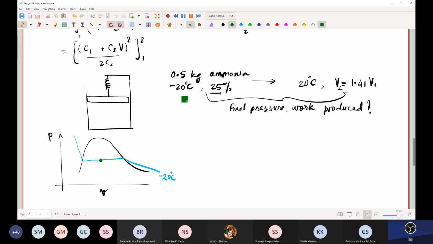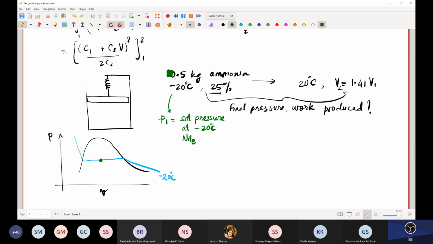And this has a quality, so we can precisely pinpoint where this particular point is. Using this, we should be able to figure out what the initial pressure is. What should be the initial pressure logically? Logically, the initial pressure P1 should be the saturation pressure at minus 20 degrees Celsius for ammonia. So you can find this out.